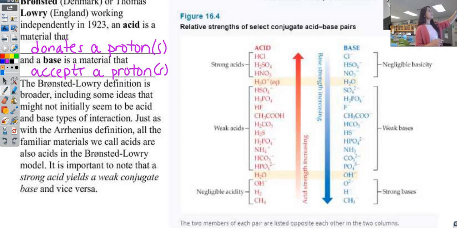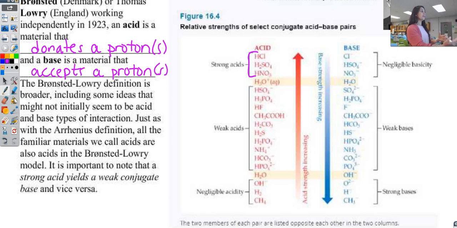We can see some of the strong acids that we were talking about here. Hydrochloric, sulfuric, nitric acid are strong. Now, when you look at what its conjugate is, the conjugate is going to be on the other side of the equation. And the conjugate is going to be Cl minus, HSO4 minus, NO3 minus. And those are going to tend to be weaker, okay?